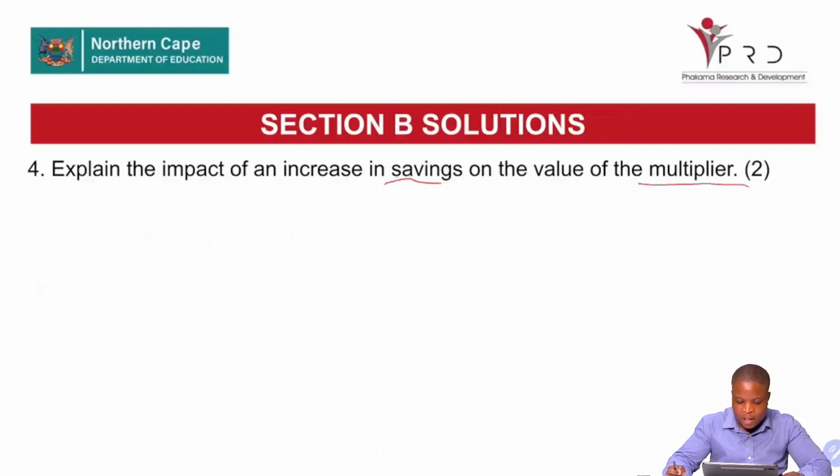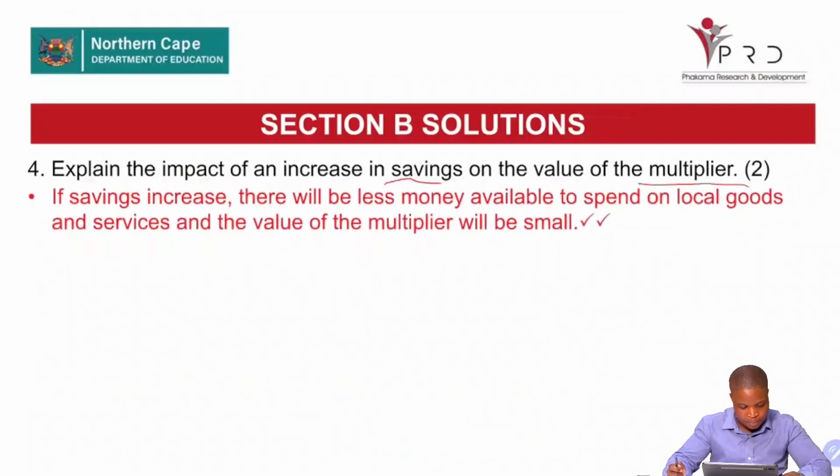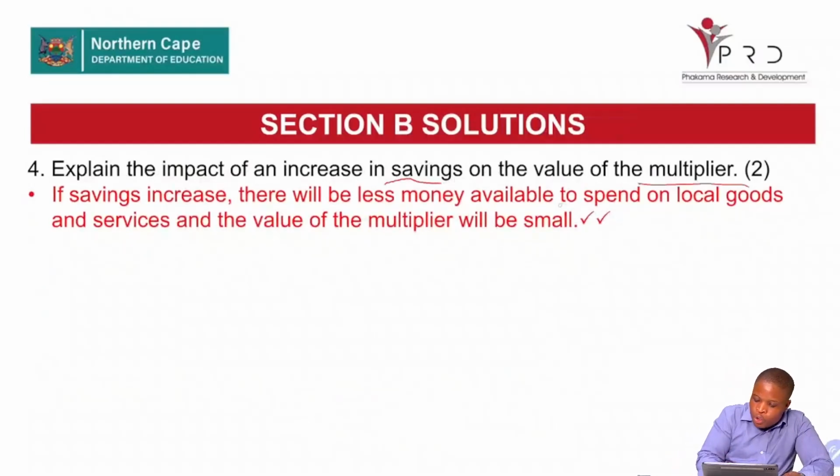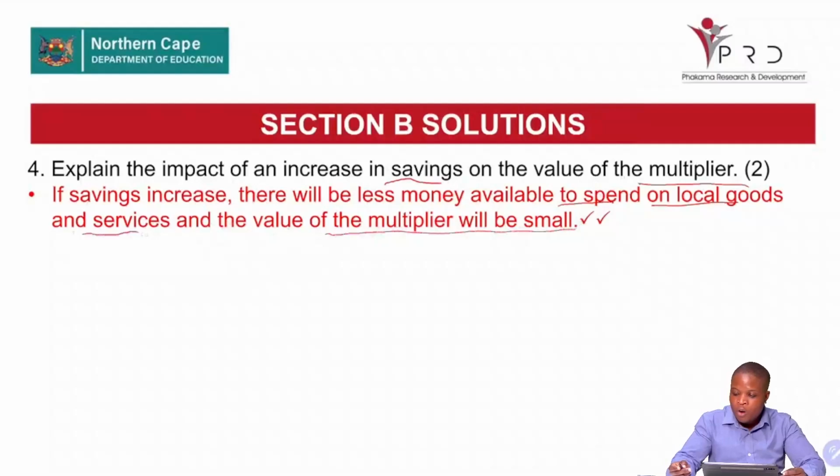So what is the impact on the multiplier when savings increase? It's a negative impact. If savings increase, there will be less money available to spend on local goods and services. Therefore, the value of the multiplier will be smaller. So it will decrease the value of the multiplier. The more you save, the more the multiplier decreases.